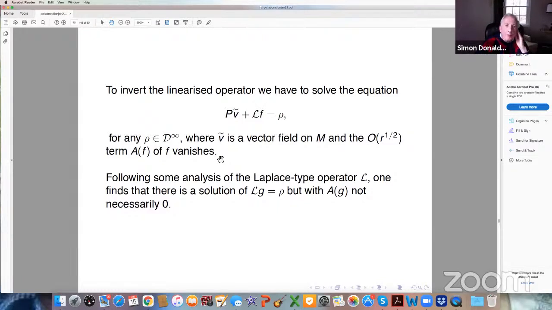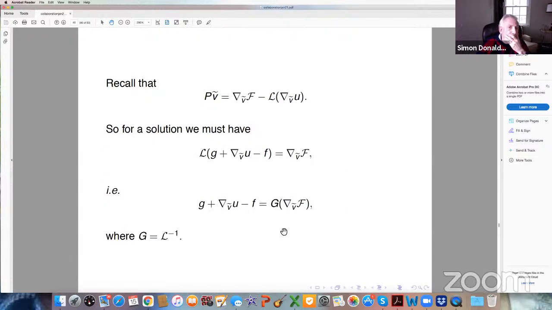So before we were discussing the flat model operator, the Laplacian. L is some more general kind of Laplace type operator. But following standard lines, one can show that the same analysis for the flat model more or less applies to L. And so one can solve the equation LG equals rho in a good way inside our spaces, but typically G will not have this leading term vanishing. Typically G will go like r to the 1/2 along sigma.